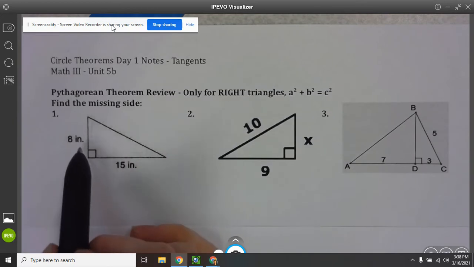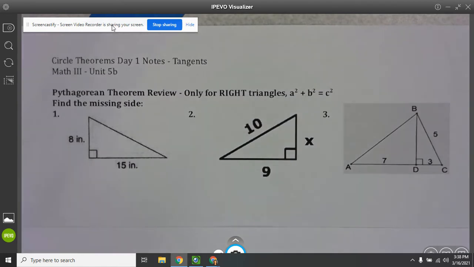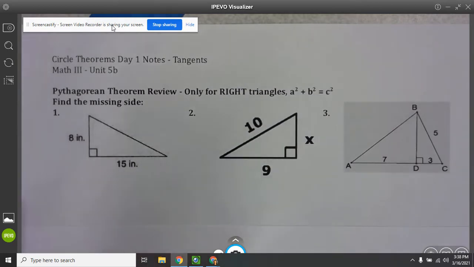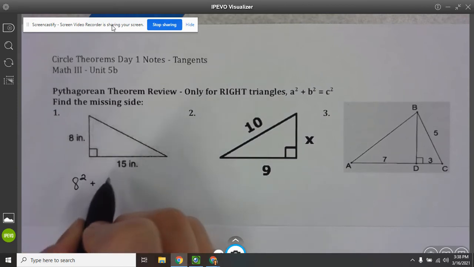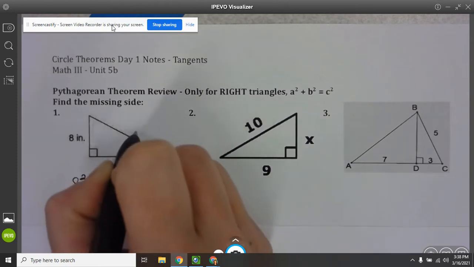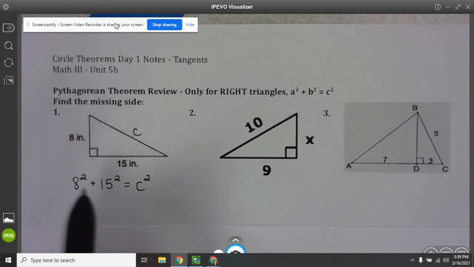So, the first one we're going to look at here, remember this only applies if it is a right triangle. If it is not a right triangle, none of this works. So here I have my two legs. So this is going to be 8 squared plus 15 squared equals c squared, c being the hypotenuse. 8 squared plus 15 squared. I would just put that right into my calculator as is, and that gets me 289.